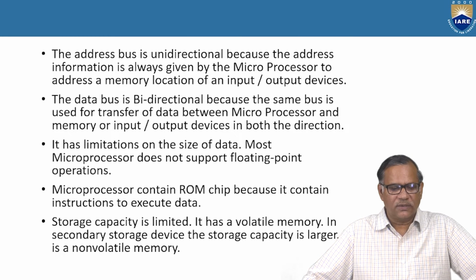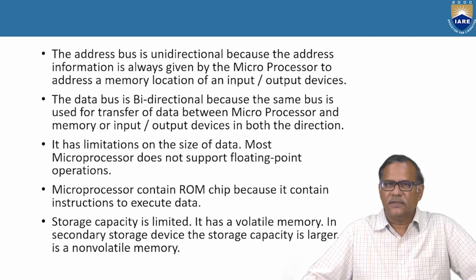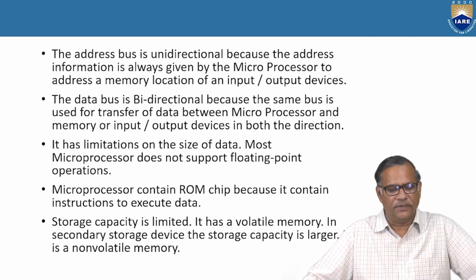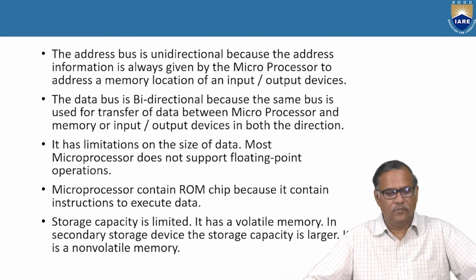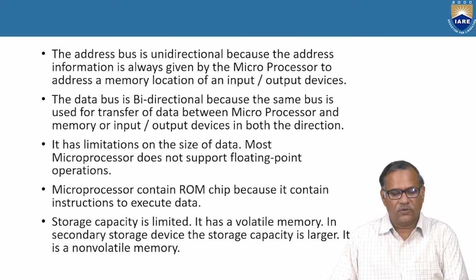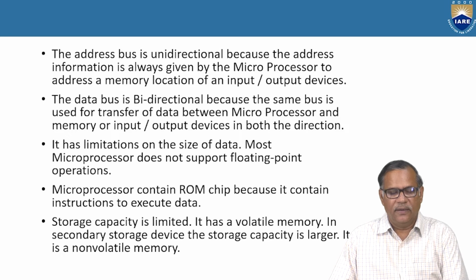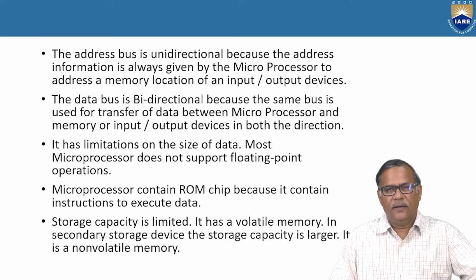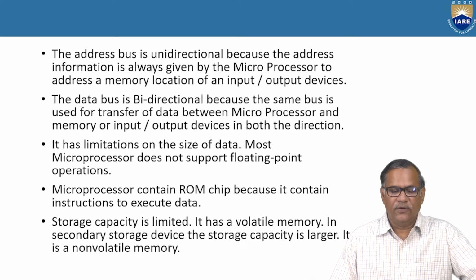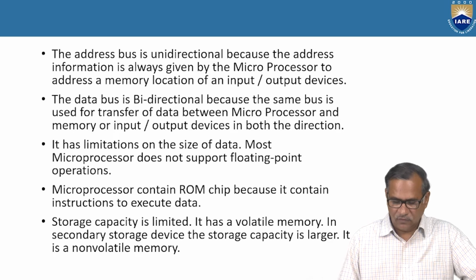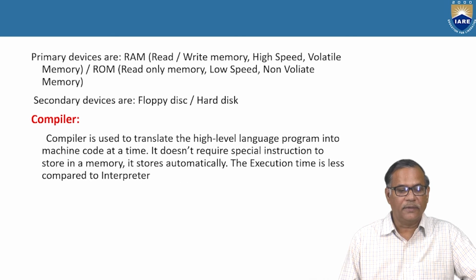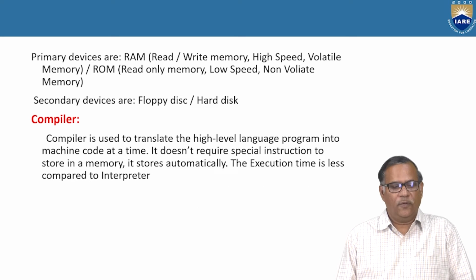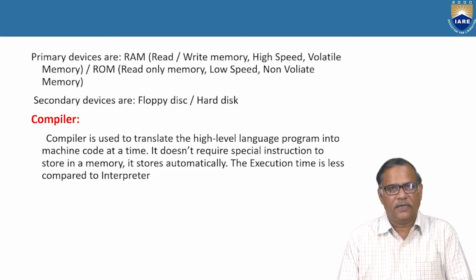So most microprocessors have limitations on the size of data, and most of them do not support floating point operations. The storage capacity is limited in a processor, and it has a volatile memory. You can use secondary storage devices, whose capacities are larger, and it is a non-volatile memory type.